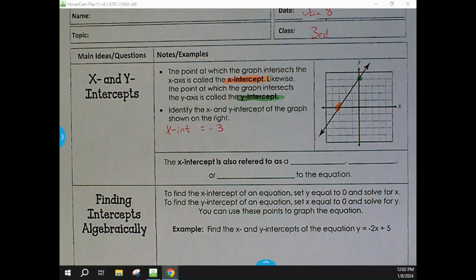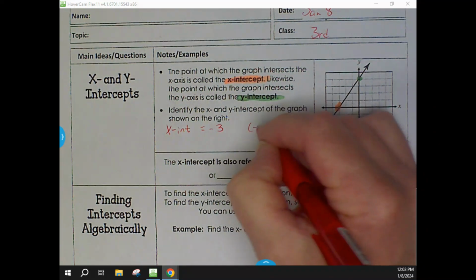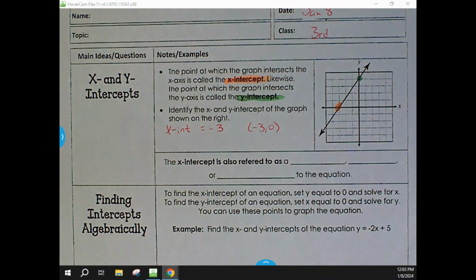But a lot of times when we're doing these, they don't want it just as a number. They want you to write it as an ordered pair. So we'll probably just do it like this. If we do ordered pair on that one, that point right there would be at -3, 0.